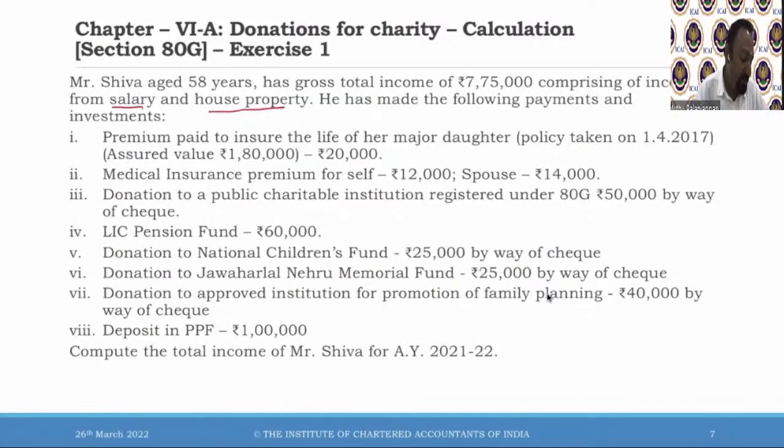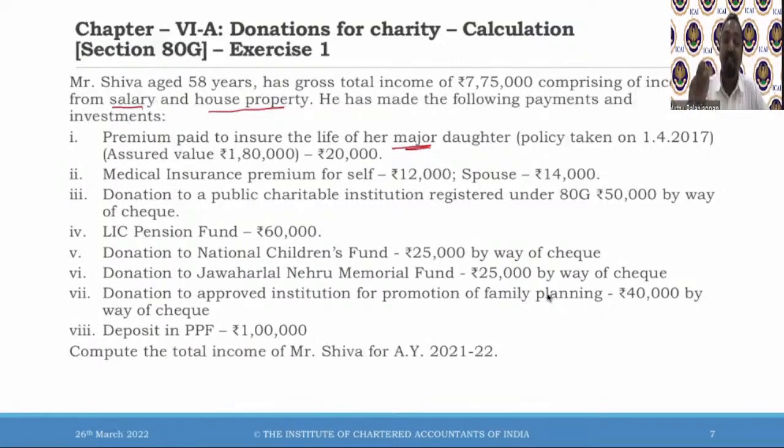The first one is premium paid to insure the life of her major daughter, policy taken. What is the key word here? The word says major. Now your mind tries to go back and understand what you read in the book and what you listened to in the class. Did the faculty say 80C is for major or only restricted to minor? You go back and remember what you studied in the material. Did I read the word major or not? So please remember the keywords.